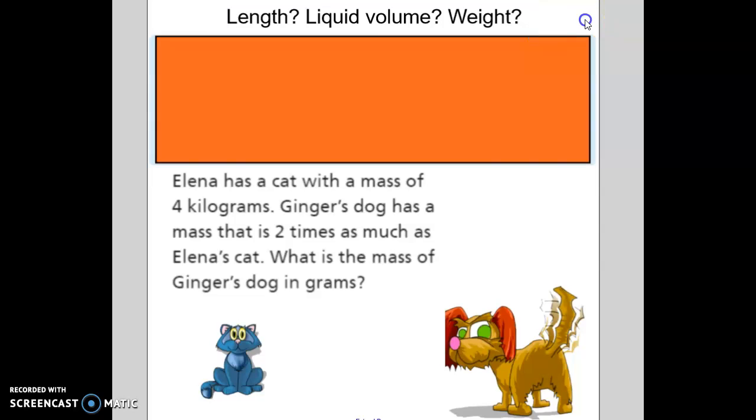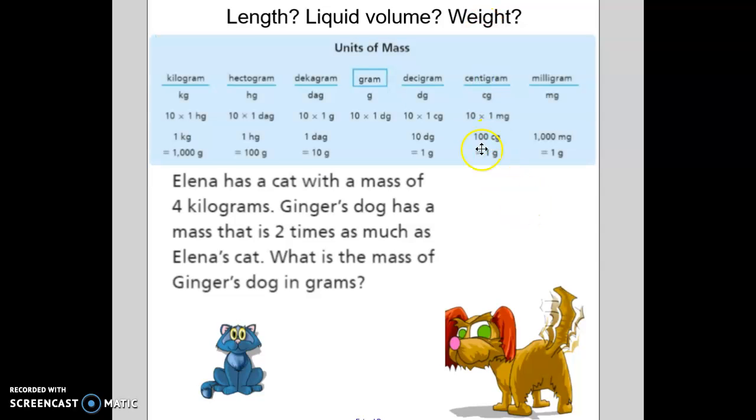How about this one? Are we talking length, liquid volume, or weight? Elena has a cat with a mass of 4 kilograms. Ginger's dog has a mass that is 2 times as much as Elena's cat. What is the mass of Ginger's dog in grams? Are we measuring length this time? Are we measuring anything that's a liquid volume? Or are we measuring weight? Yes, this time we are measuring weight. So now we're using grams. Okay, so everything will finish with grams.